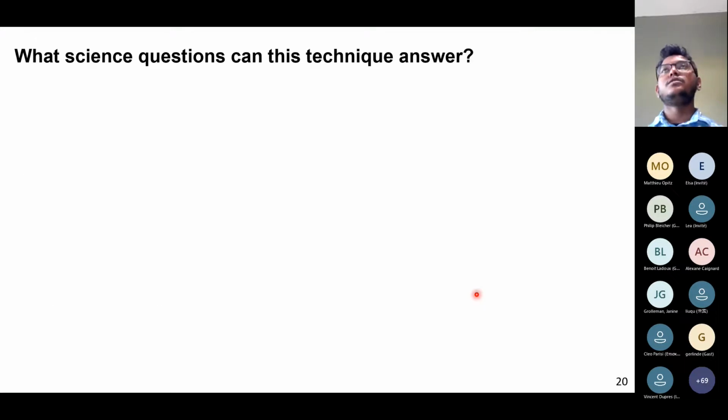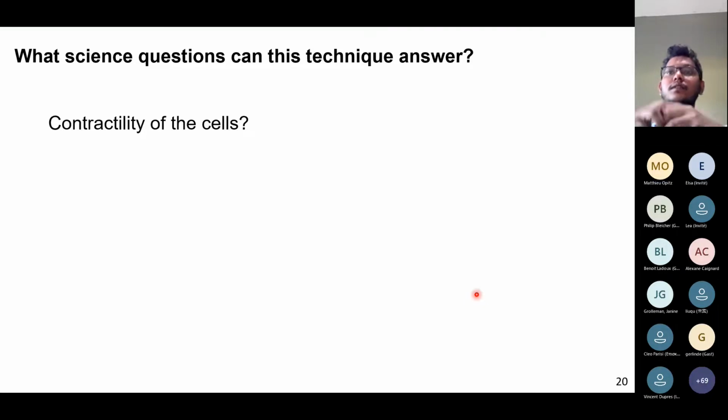And so what scientific questions can you answer with this technique? Basically, if you just want to know the contractility of the cells, you can just print fluorescent patterns, seed cells on top, the cells will deform the patterns, and you can identify the contractility of the cells that you want to work with.